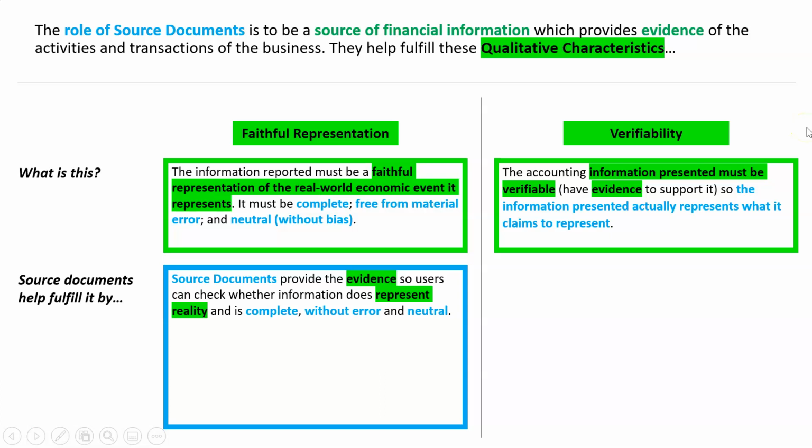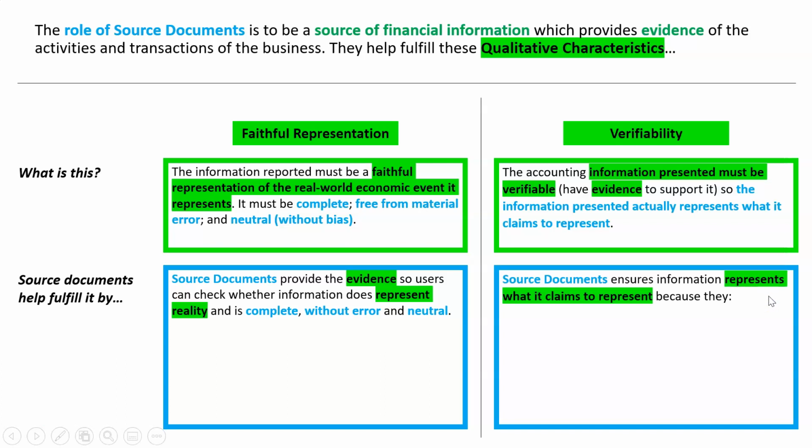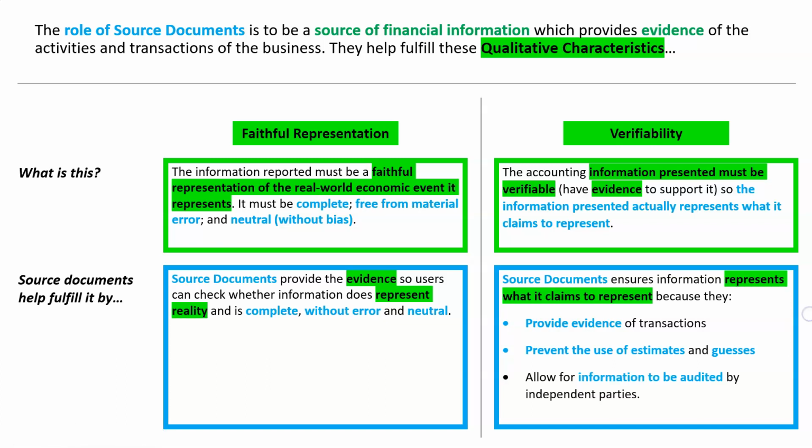Secondly, another qualitative characteristic was verifiability. This means that the accounting information presented must be verifiable or have evidence so that it actually presents what it claims to represent. So very confusing there in the wording. Basically what it's saying is we have source documents, so we can always have evidence of every single transaction that happened. We can prevent the use of estimates and guesses. We said we can't do that with verifiability. We don't want estimates or guesses. And it also allows for information to be audited by independent parties. And together, these two things help people make decisions about a business. So if we can prove every transaction that happened for a business, every user in the system is better off.